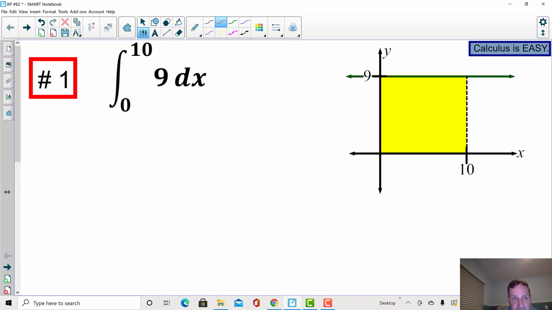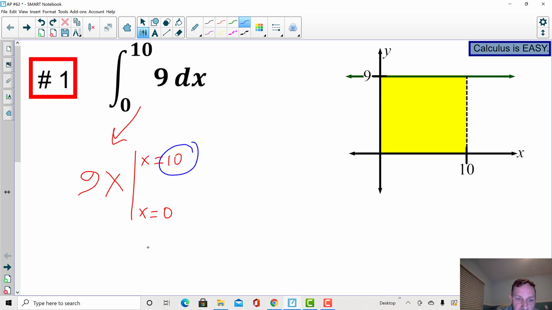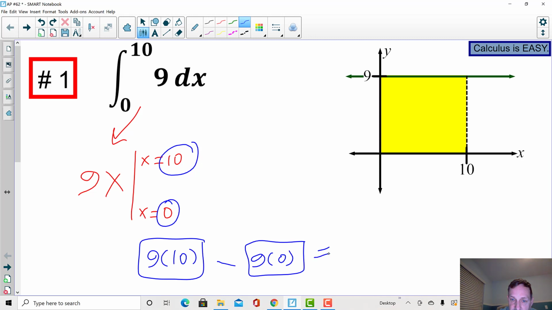Now, the way that you do a definite integral is almost the same as an indefinite integral. Our answer is just going to be 9x, but we're going to evaluate our answer from x equals 0 to x equals 10. The way that you do that is you plug in the 10 first, and then you do minus, and then you plug in the beginning value of 0. So the answer to this definite integral is going to be 90.